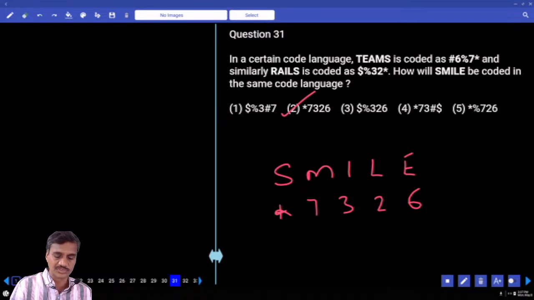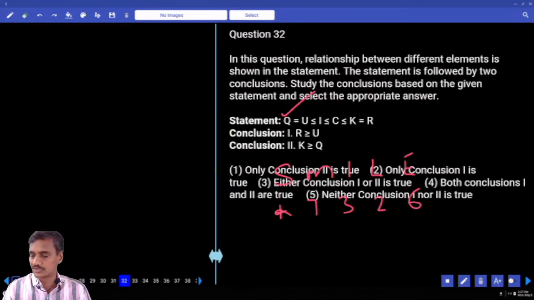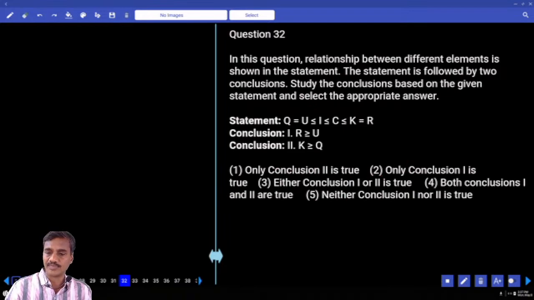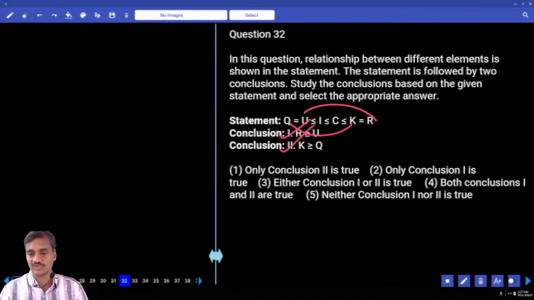Then 32 to 35. Now in this 32 to 35, R and U. Now between U and R, U lesser than or equals to R greater than or equals to U. And next, Q and K. Q lesser than or equals to K greater than or equals to Q. And so what is your answer? Both 1 and 2. Both 1 and 2, choice 4, question number 32.